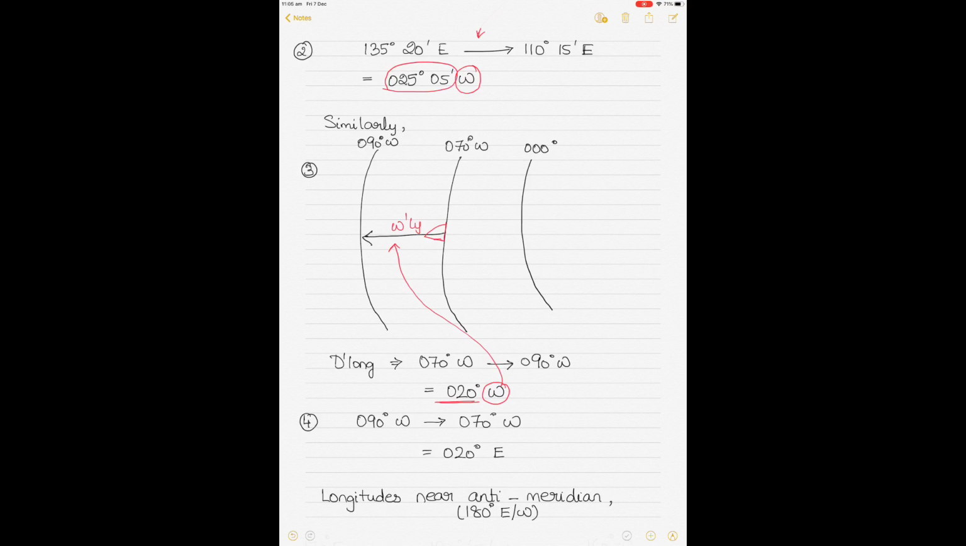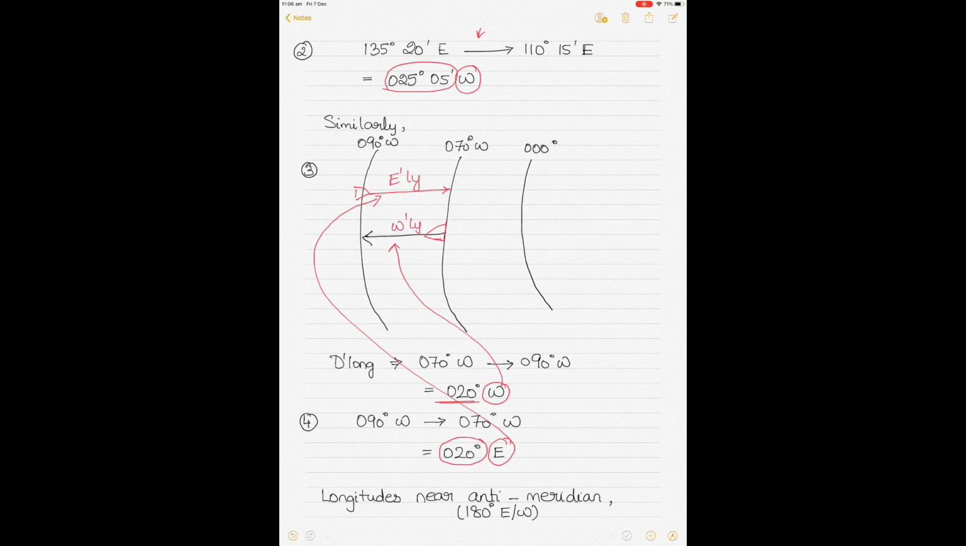If I reverse it, of course, if the vessel was to travel from 090 degrees to 070 degrees, you would again subtract the smaller number from the bigger number. The value that you will get is 020 degrees, but you will name the Dlong east because now the vessel is traveling in an easterly direction. So that's how simple it is.